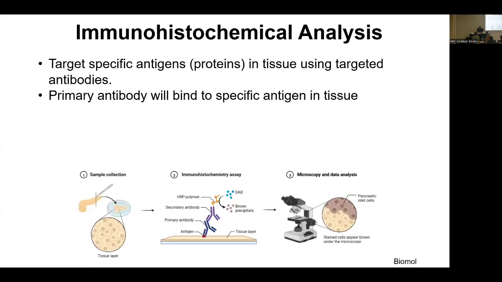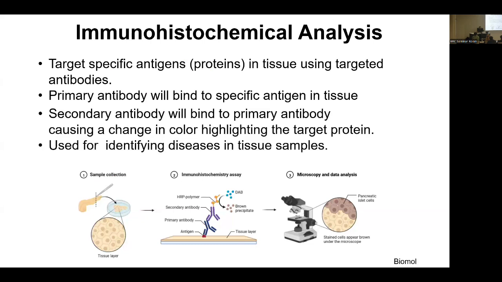Our third and final, I kind of just said three, our third and final was immunohistochemistry analysis. This was to target specific antigens, or proteins, in the tissues using a targeted antibody. We have the primary antibody, which binds to the specific antigen, and then the secondary antibody, which binds to the primary antibody. That's what causes the change in color, and that's what we use to see the targeted protein.